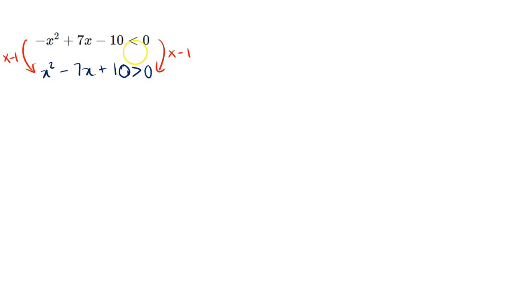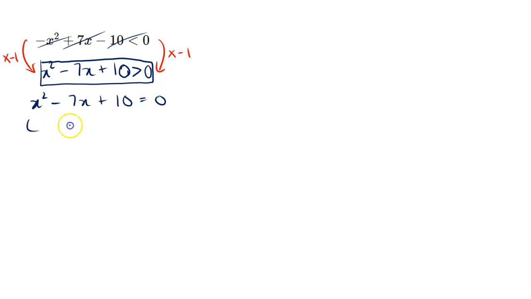Okay, once we've done that, what I'm effectively going to do now is actually ignore this problem here, and I'm going to just focus on this. This is my new problem. It's exactly the same. That's the one I'm going to solve. Once you've got it in this format, we can follow exactly the same process as we did for the previous questions. So I'm going to consider when I have x² minus 7x plus 10 equal to 0.